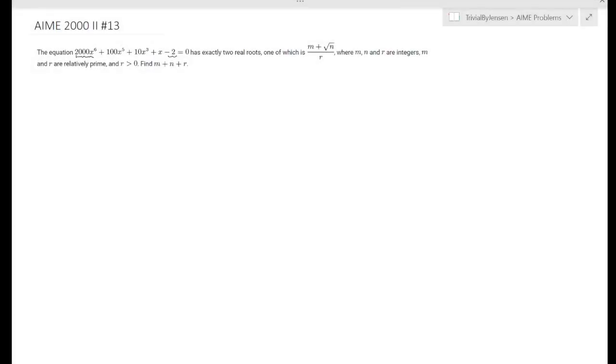This is 2000 AIME II Problem 13. So we're given this sextic polynomial and it has two real roots, one of which can be written in this form here, where m and r are integers, m and r are relatively prime, and r is greater than 0, and we're asked to find m plus n plus r.